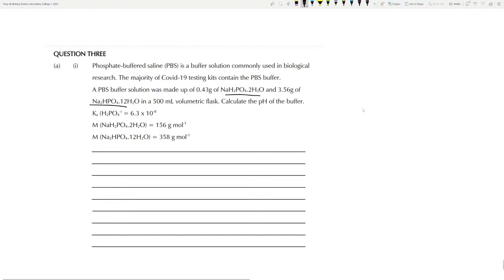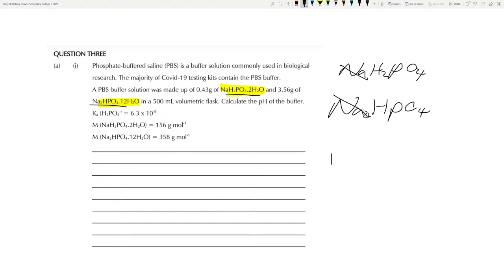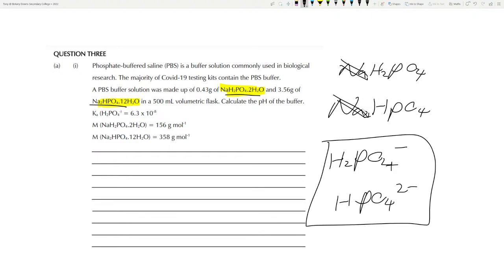Straight away, I know they're trying to give you something not so obvious, like things you've never seen before, but you should be able to tell what these two are. If you look at NaH2PO4 versus Na2HPO4 and get rid of the sodium, you can see this is H2PO4 negative and this is HPO4 2 negative. So you can clearly see these are conjugate acid and base pairs. When you have conjugate acid base pairs, you have a buffer.